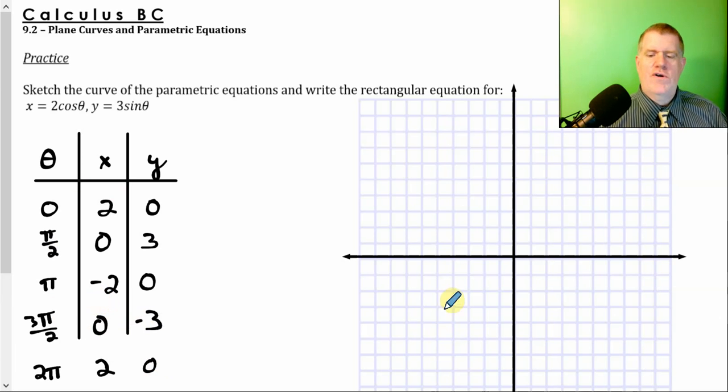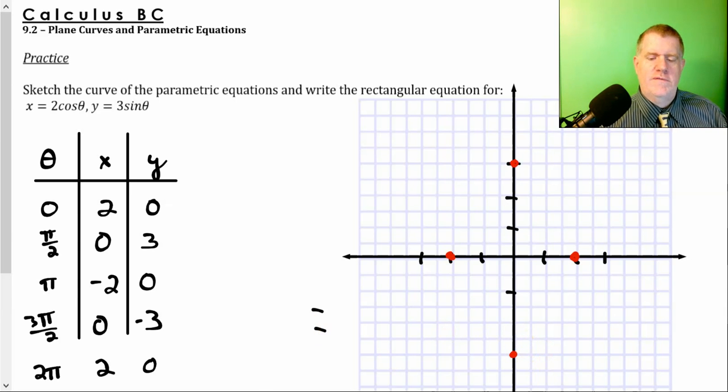All right, now we're going to graph it. I think to make the graph a little bit nicer, let's just expand these and make all these ones. Okay, so we have 2, 0, 0, 3, negative 2, 0, 0, negative 3. Whoops, should have put it down there. Okay.